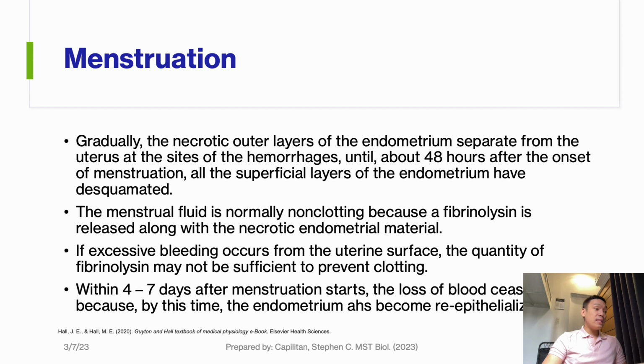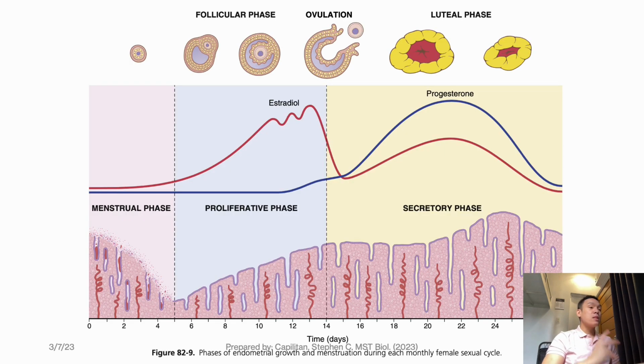Within 4 to 7 days after menstruation starts, the loss of blood will cease because by this time the endometrium has become re-epithelialized. Okay? So you will see here the phases of endometrial growth and menstruation during each monthly female sexual cycle: the menstrual phase, the proliferative phase, and the secretory phase. Along with that, the ovarian cycle has the follicular phase, ovulation phase, and luteal phase.